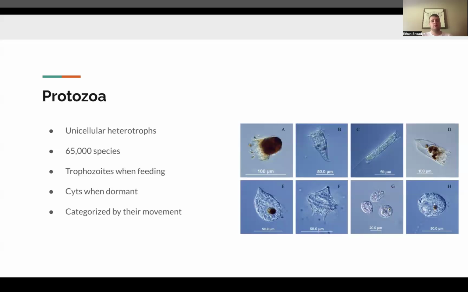This is because they're in their motile feeding stage, and in this stage, they require food and moisture to remain active. When protozoa are said to be in a cyst stage, this means they are dormant. This is because they lack the moisture and the nutrients that they need when they are trophozoites. Protozoa are also categorized by their movement. The categories include those who move with flagella, those who move using amoeboid motion, those who move using cilia, and finally, those with no mobility. Those are known as sporozoa.